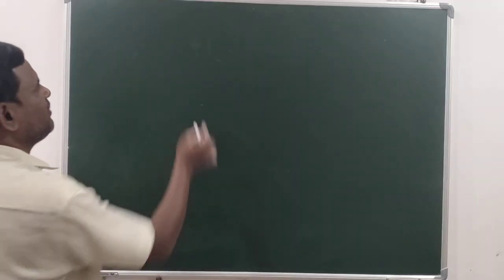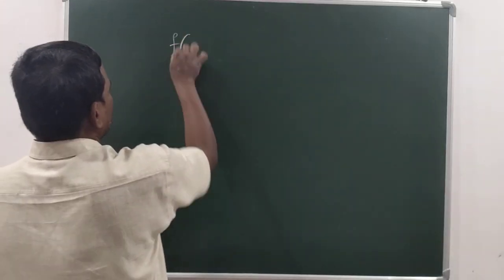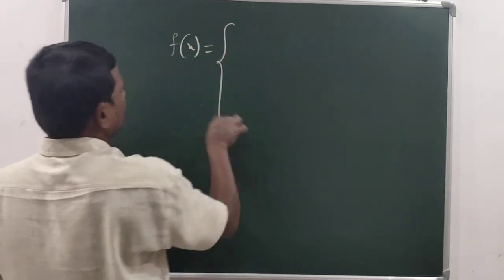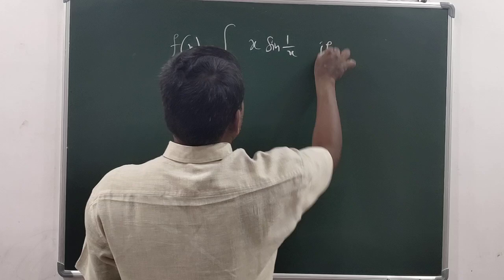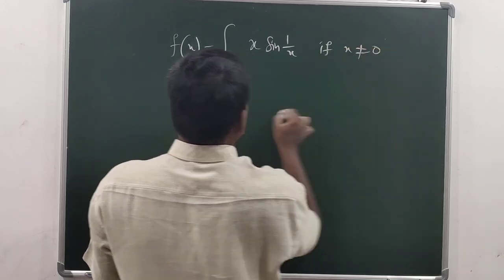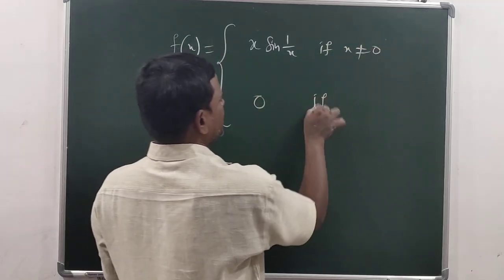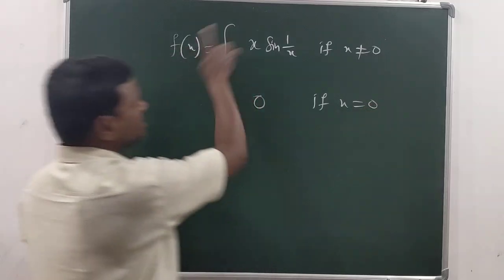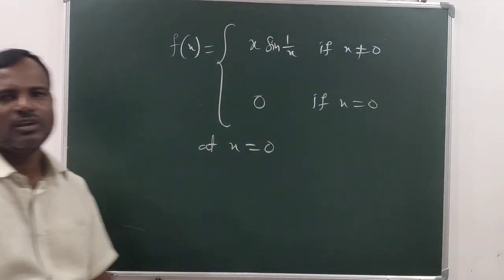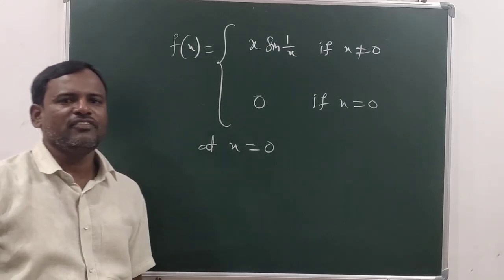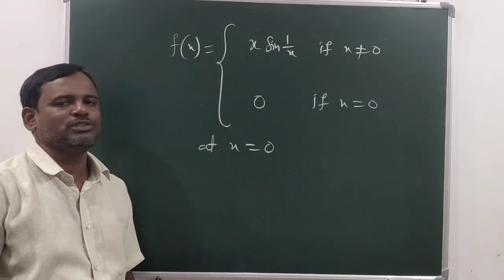See, one more function. See the definition of the function. f of x equal to x into sine 1 by x if x is not equal to 0. This is equal to 0 if x equal to 0. Now discuss the differentiability of this function at x equal to 0.